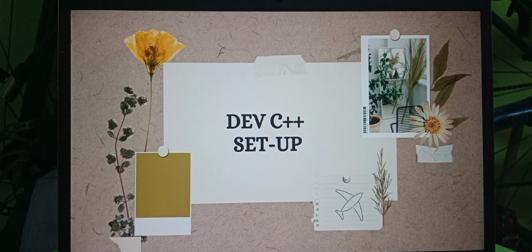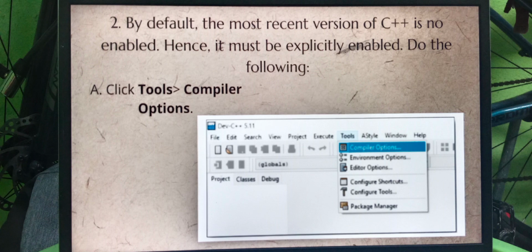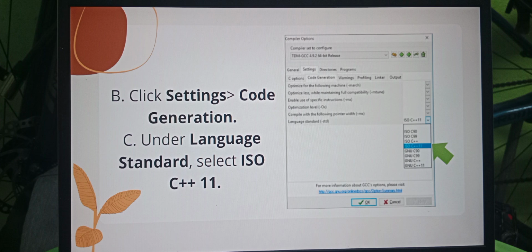Dev C++ setup. First, open Dev C++. This directs you to the home page of Dev C++ as shown below. Second, by default, the most recent version of C++ is not enabled. Hence, it must be explicitly enabled. Do the following. A. Click Tools, go to Compiler Options. B. Click Settings and Code Generation. Under the language standard, select ISO C++11.